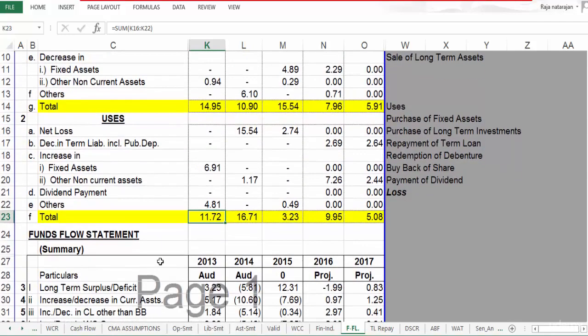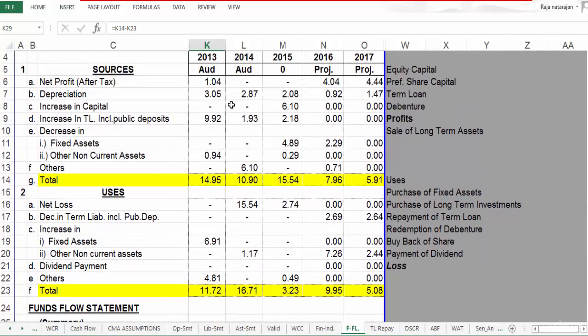It means in the summary I am going to capture there is a long-term surplus. And how is that? It is 14.95 minus 11.72 and it works out to 3.23. This is something which we can feel happy about, because you had so much long-term source, you did not spend everything. You had spent only 11.72 and you had something balance, a surplus of 3.23.